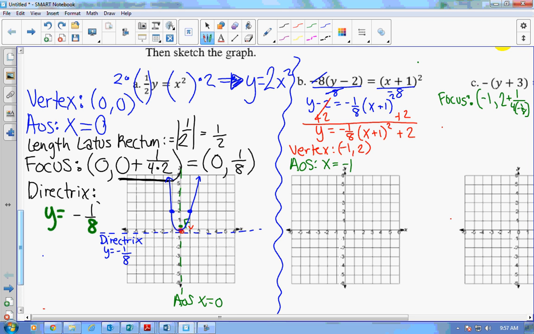How do we divide by a fraction? Not just multiply. Flip. Flip and multiply. So we have 1 times the flip. What's the flip? -8 over 4, which is -2. So this ends up being, right here, 2 plus 2, which is just 4. So our focus is -1, comma 4. That's the focus.